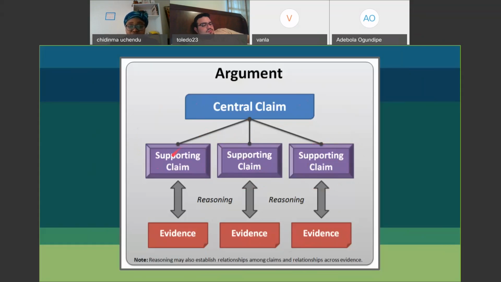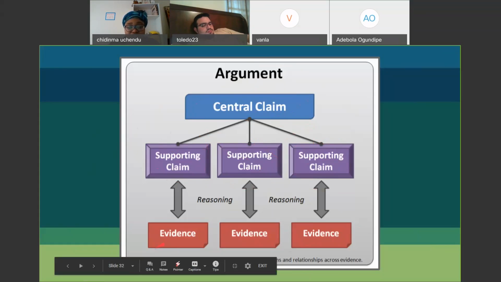So those are your supporting claims, okay? McDonald's is your big idea. A supporting claim is it's a restaurant, they make hamburgers, it is fast food. All these things at the bottom is called your evidence.